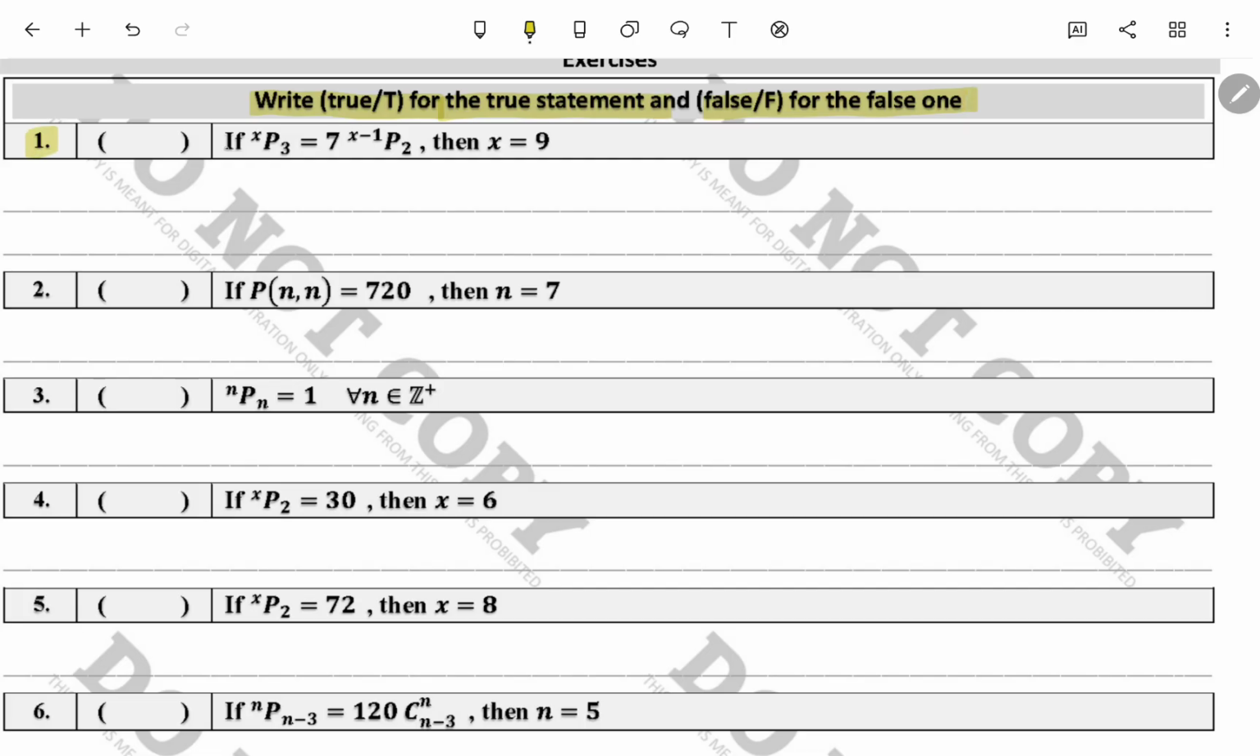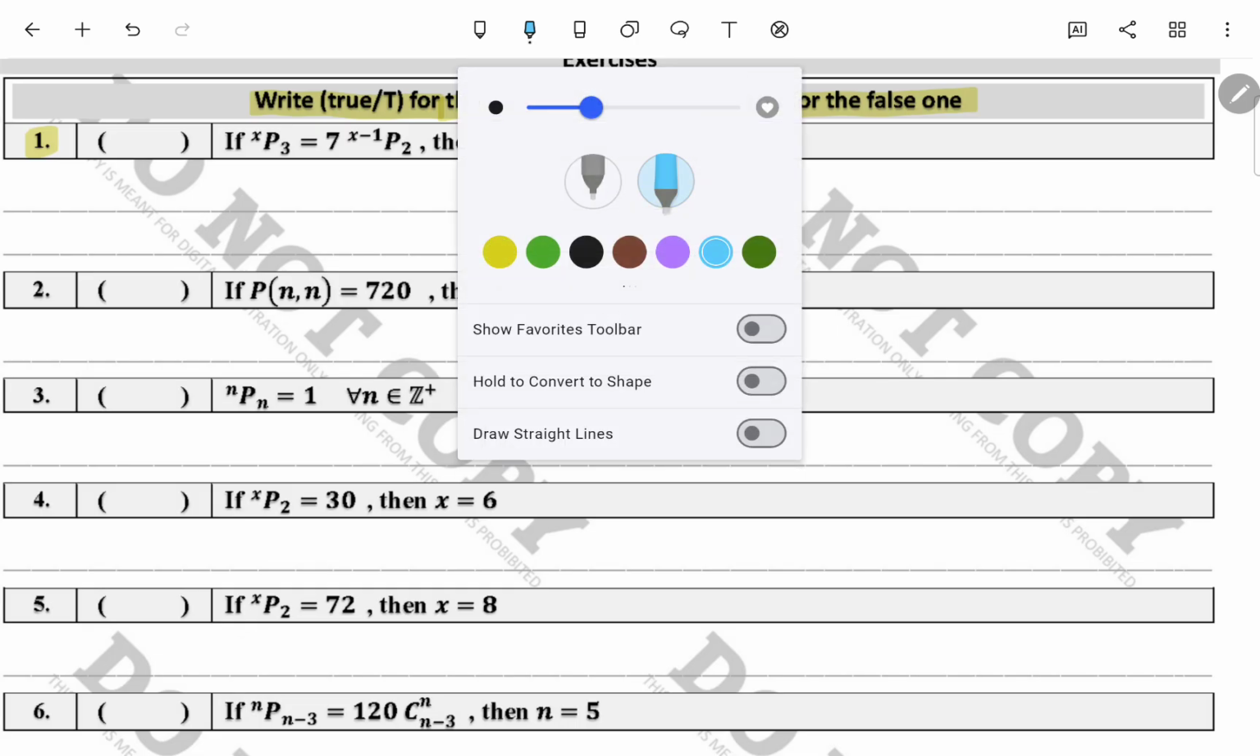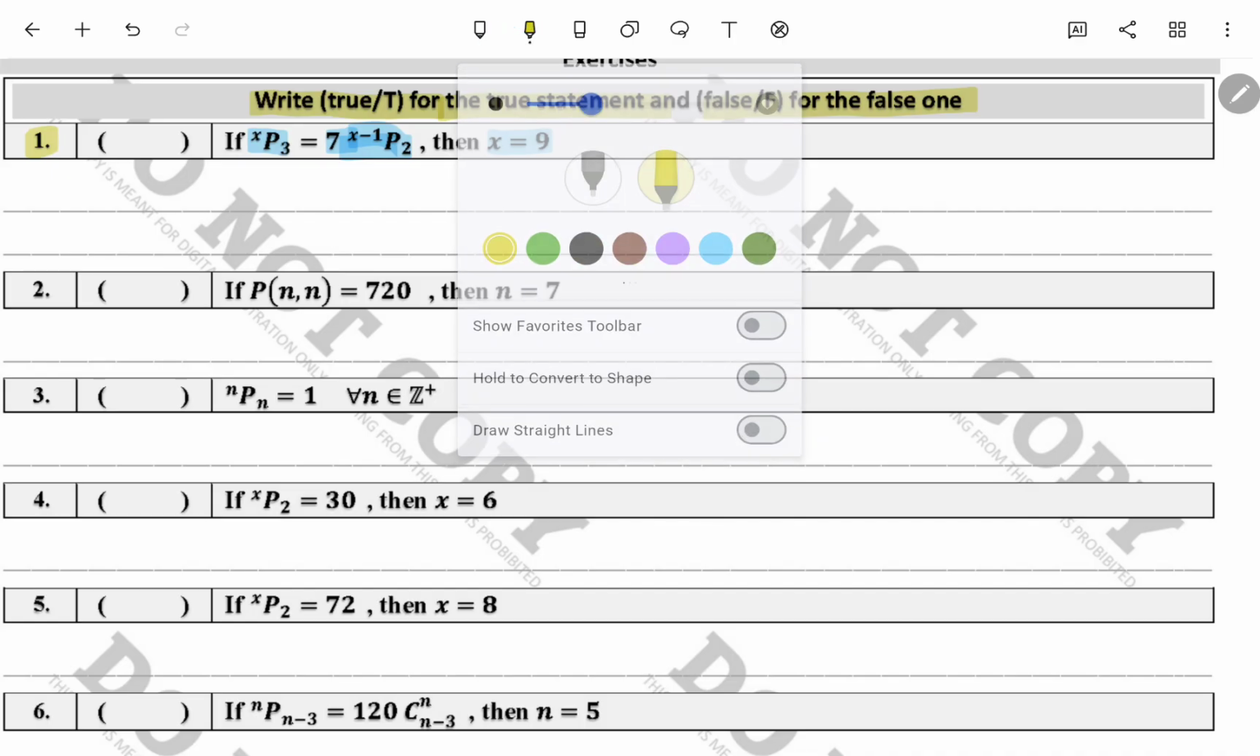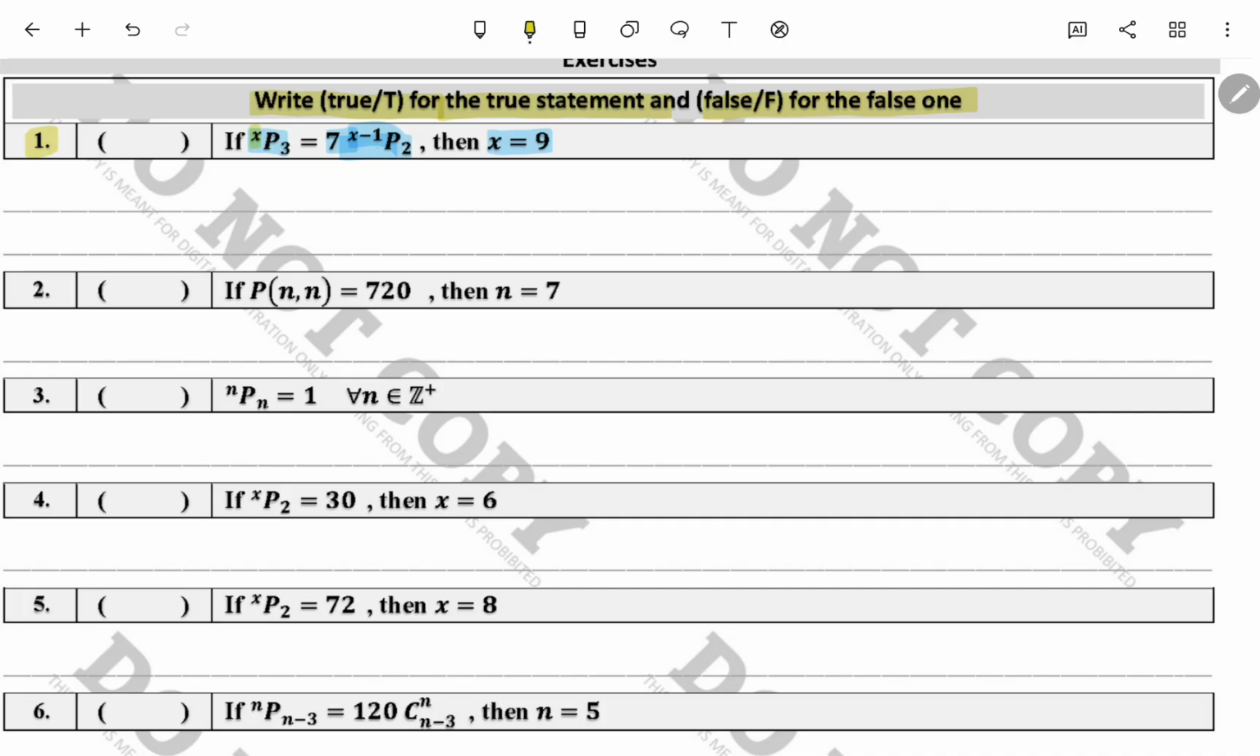In number 1, we're going to say that if we have x permutation 3 equals 7 times (x minus 1) permutation 2, then we have to tell that x equals 9. You have many ways to solve. The easiest one is by using the ratio. And we have to think about this because we can see that we have consecutive n and consecutive r.